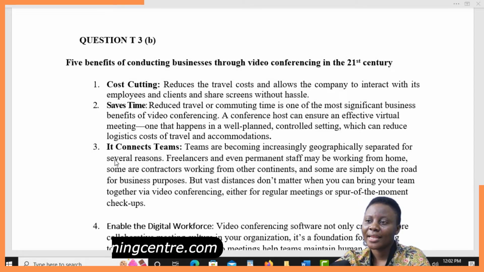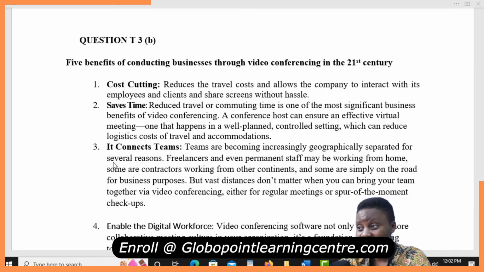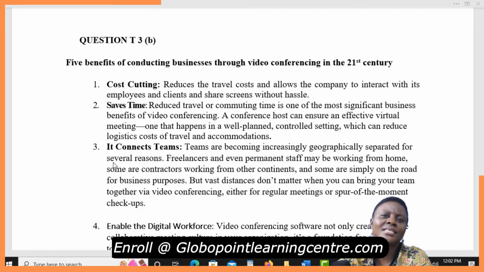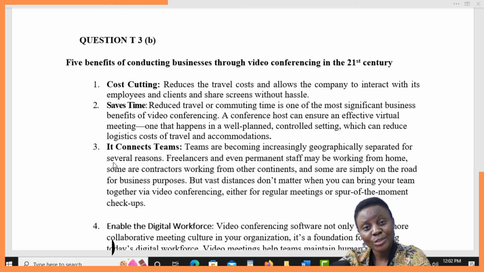And then it also connects teams, people who are widely far apart, where maybe one person is in Canada, the other one is in the UK, the other one is in the US. Still those people can meet through video conferencing. So long as you have the gadgets and internet with you, you are good to go. So it connects teams. It's not a must for people to be in the same region or the same geographical place in order to do meetings. They can do meetings while across the globe. So that is another benefit.